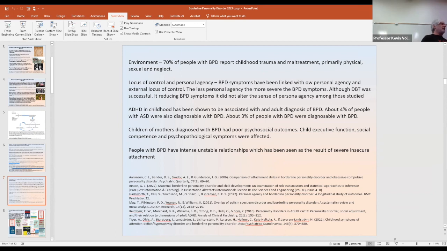Though I will tell you, in my experience doing therapy with people with BPD, they tend to overshare. In the first session, they will just tell you everything, somewhat inappropriately, before they really get to know you. And so maybe that 70% is correct, but I think it's an understatement. In my experience, I have not run across people with BPD who didn't have some sort of childhood, if not trauma, then some issues in early childhood.